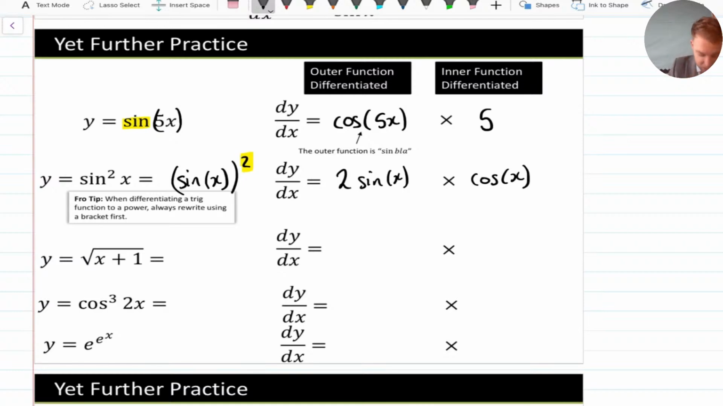This one here, I'm going to have to change again. So it's going to be x plus 1 all to the power of half. Outside, the outside layer is going to be equal to this half here. So it's going to be half of x plus 1 to the power of minus a half, take away 1, times by the inside layer. Well, if I differentiate x plus 1, that's just going to be equal to 1.